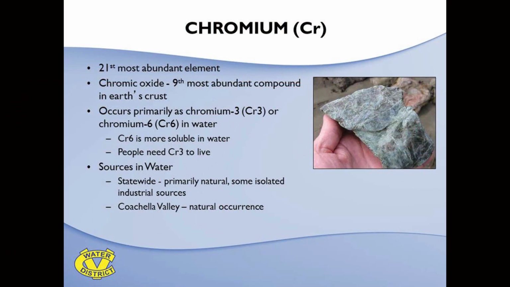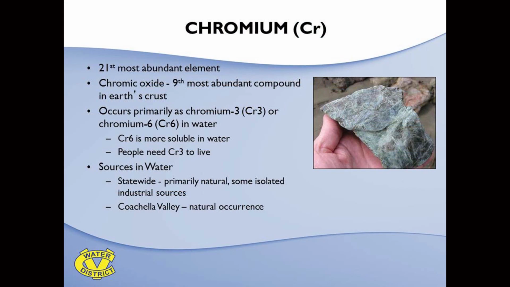Chromium is an element, and it's one of the most common elements in our Earth's crust. The sediments in the Earth have different types of sediments, have different amounts of chromium. It's the 9th most abundant one in our Earth's crust. It occurs usually as either chromium-3 or chromium-6. The 3 and 6 refer to the ionic state. It's just how many electrons are floating around the atom. And it can change from one form to the other instantaneously, depending on what type of environment it's in.